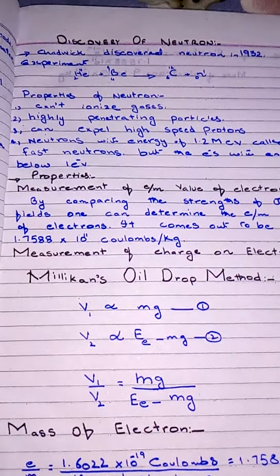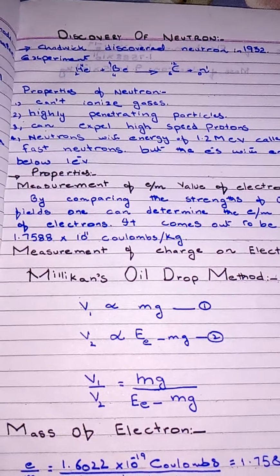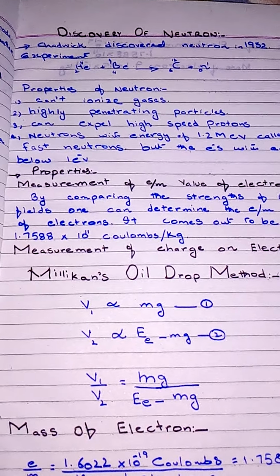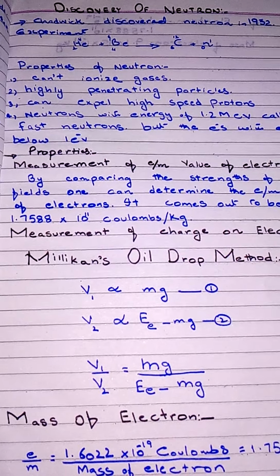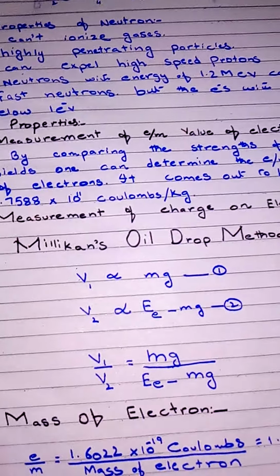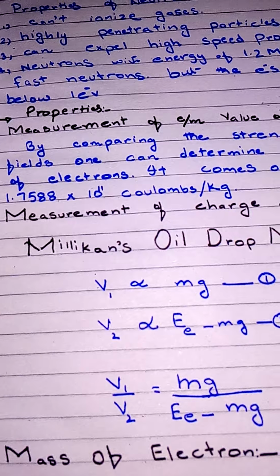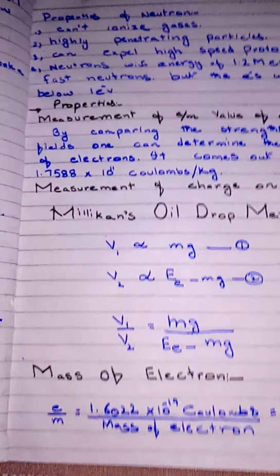And biological activity: neutrons are used in the treatment of cancer due to their biological activity. Okay students, these are all the discoveries of electron, proton and neutron.